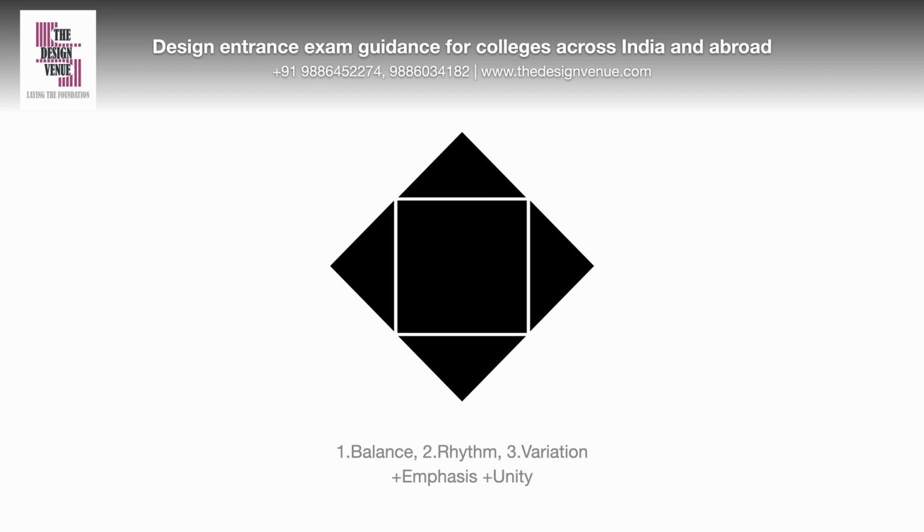Simply by rearranging these elements, the composition now follows emphasis and unity. The square becomes a dominant element, with the triangles being the subdominant element. Also, arranging the triangles around the square adds a sense of unity to the composition.